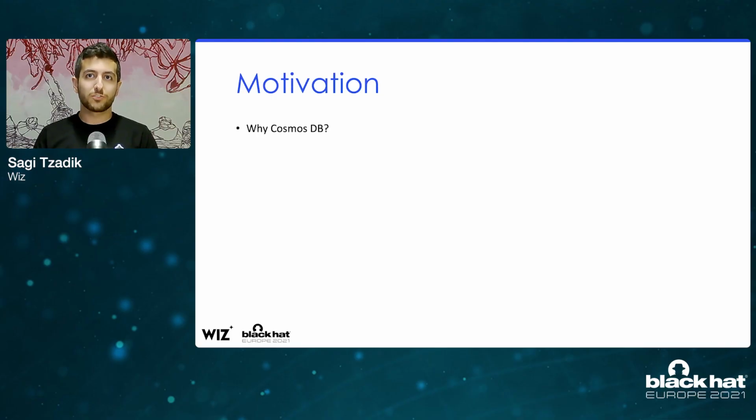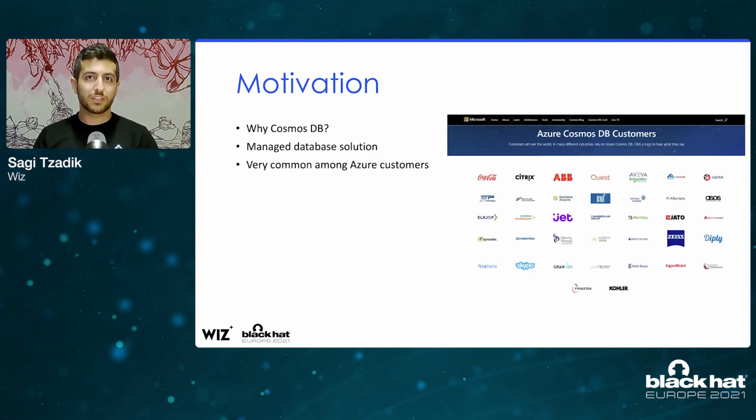Let's talk about what is Cosmos DB and our motivation for this research. For those of you who are not familiar with Cosmos DB, it is a managed database solution offered by Azure. This means that if you are an Azure customer and you need a database for your application, you will most likely use Cosmos DB. It turns out that this service is very popular among Azure customers. Let's have a look at this screenshot taken from the Microsoft website, and you can see there are some very big names that are using Cosmos DB.